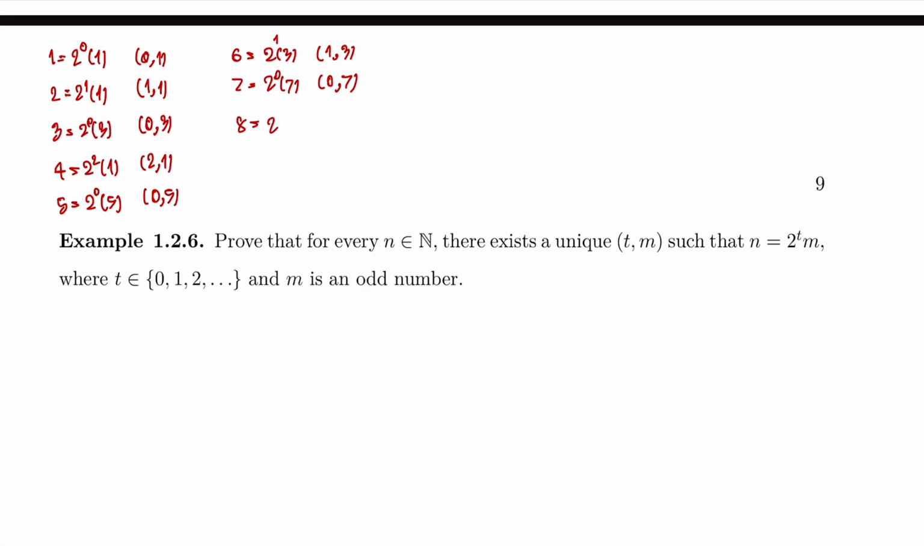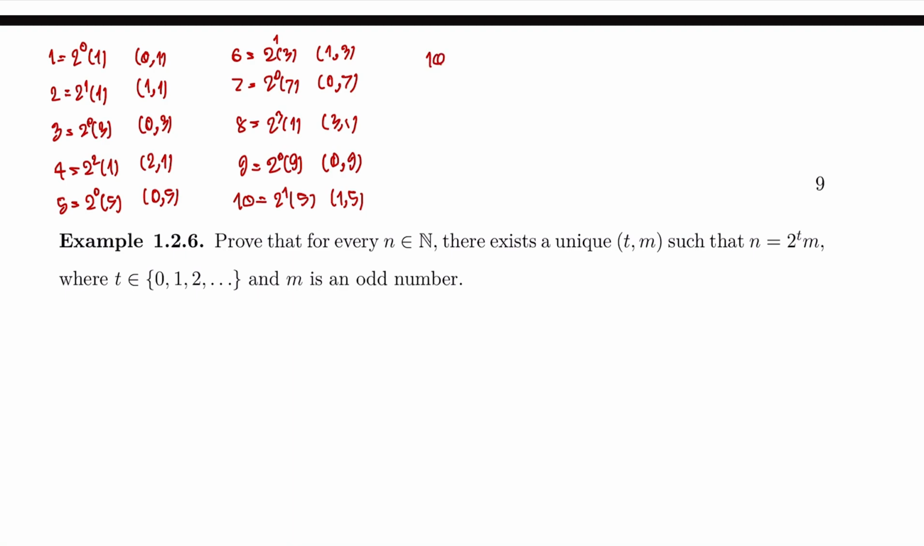8 turns out to be 2 to the 3 times 1, so you've got (3, 1). 9 becomes 2 to the 0 times 9, so you have the ordered pair (0, 9). And 10 turns out to be 2 to the 1 times 5, so you've got (1, 5).